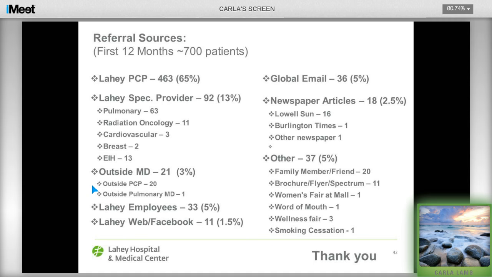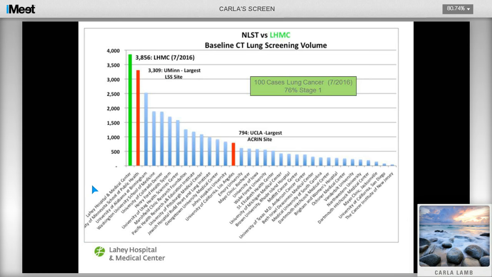We did a number of different ways of getting the word out. The first thing for us is that our institution committed to allowing us to offer the scans for free before CMS coverage. That was a very unique opportunity, and that's, I think, in large part why we've had such a successful program, screening almost 4,000 patients so far.